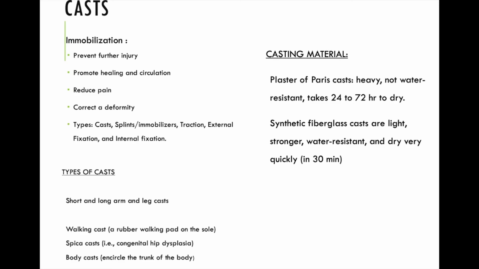And we have different types of casts. We have short or long arm or leg casts, so it depends on where the fracture is and what type of cast the patient needs. We have a walking cast. A spica cast is usually for kids when they have hip dysplasia or for the elderly. And then the body cast is usually when they have a huge fracture throughout the body.